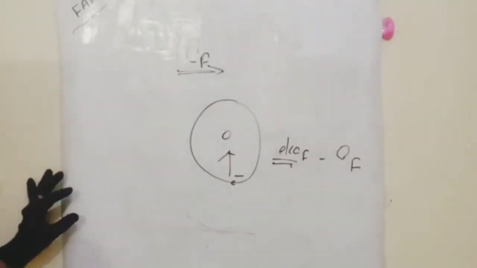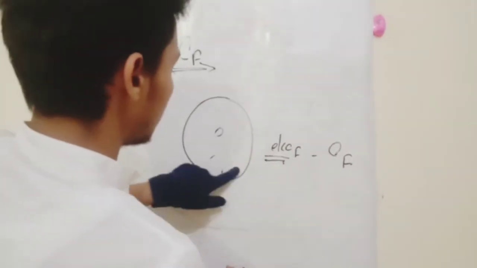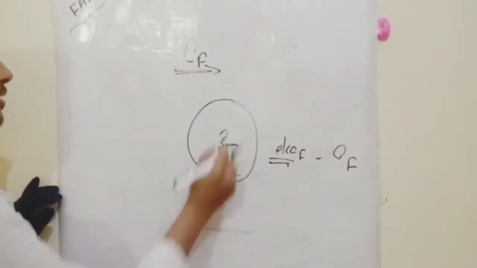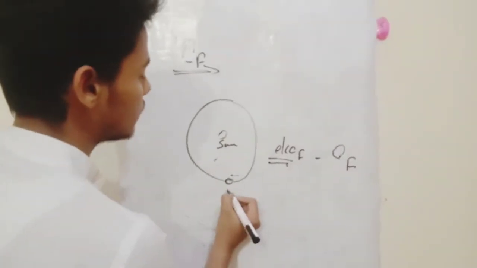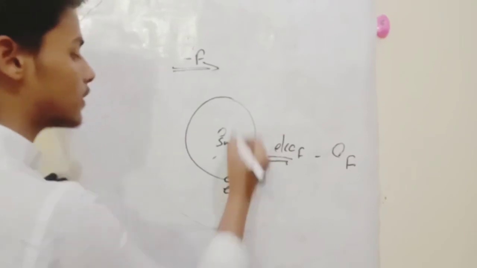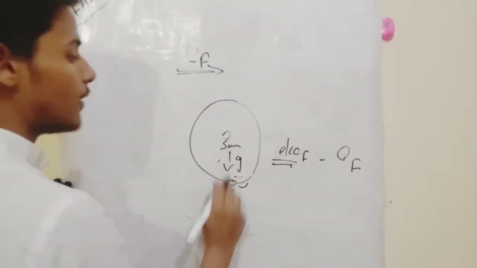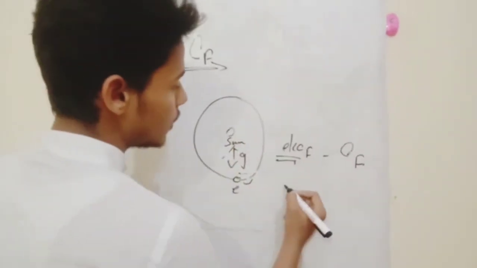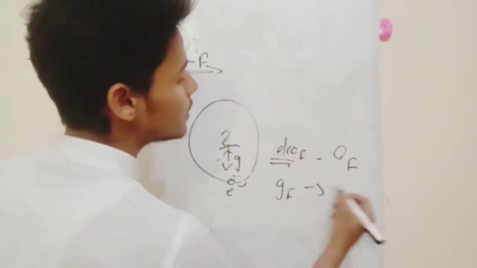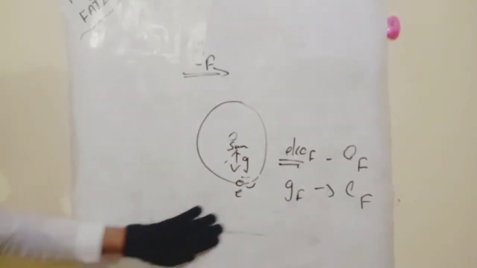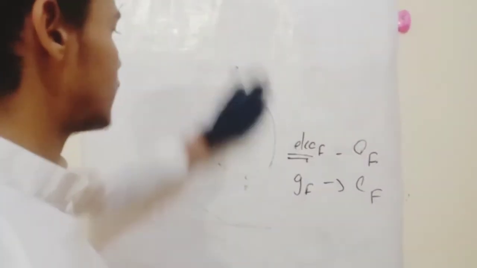Another example. Let us assume this is the sun and this is our earth, and the earth revolves around the sun because of the gravitational force. In this case, gravitational force acts toward the center. So gravitational force can also be called centripetal force. This is how centripetal force is understood.